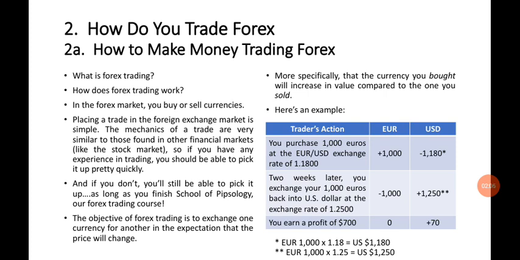So 2 weeks later, you exchange your 1,000 euros back into US dollars at the exchange rate of 1.2500. So now you've lost 1,000 euros, but you've gained $1,250. Now, how did we get that $1,250? We took the euro of 1,000 times 1.25, which gives us $1,250. So you earn a profit of $70. So that's how it happened there.